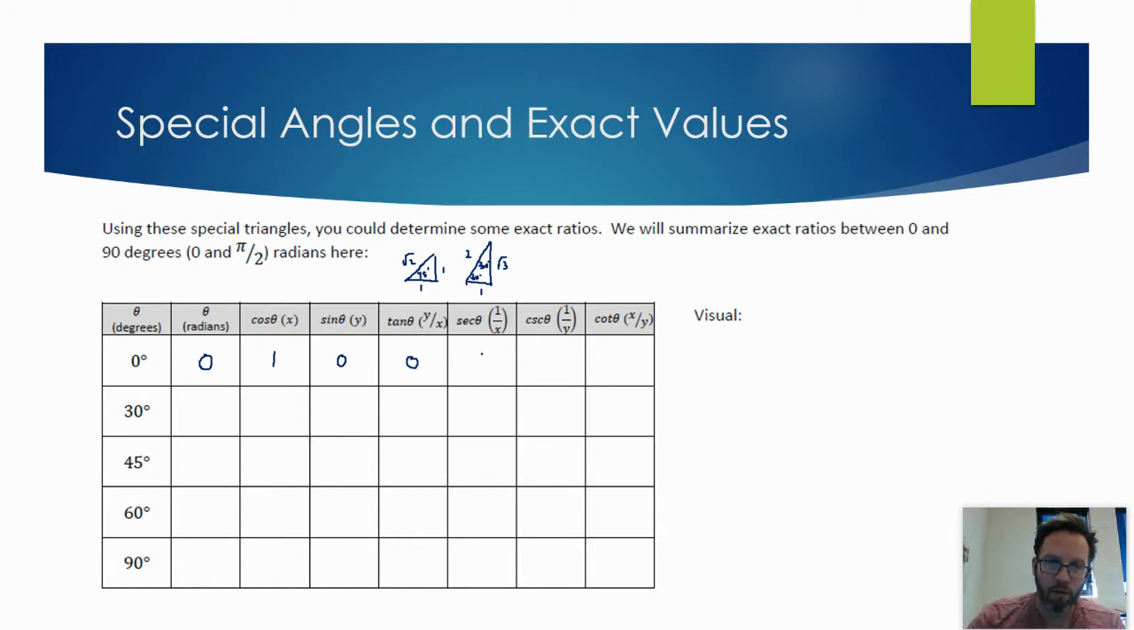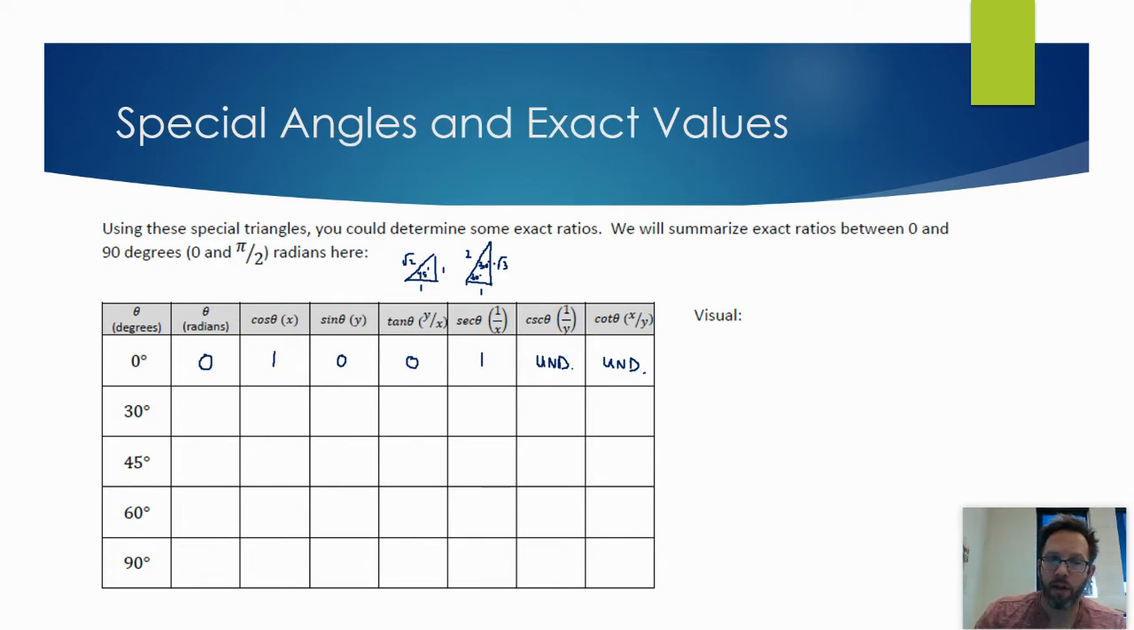1 over 1 is 1. 1 over 0 is undefined. So I'm just going to put UND, just for short, to save some room in my table. So cosecant and cotangent of 0 are undefined.